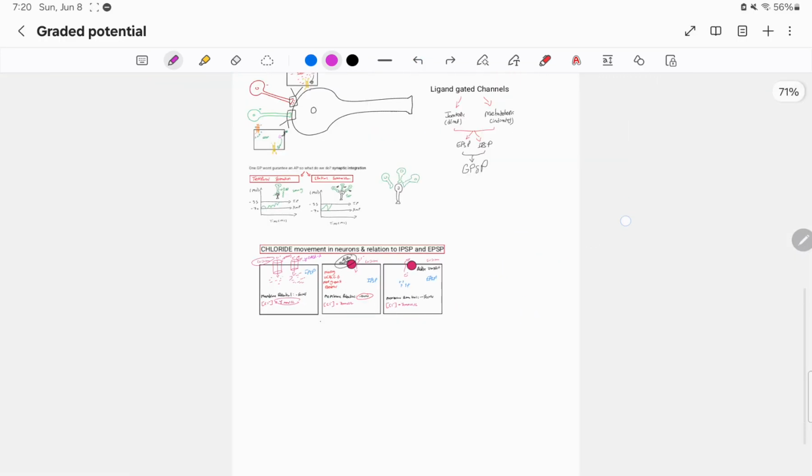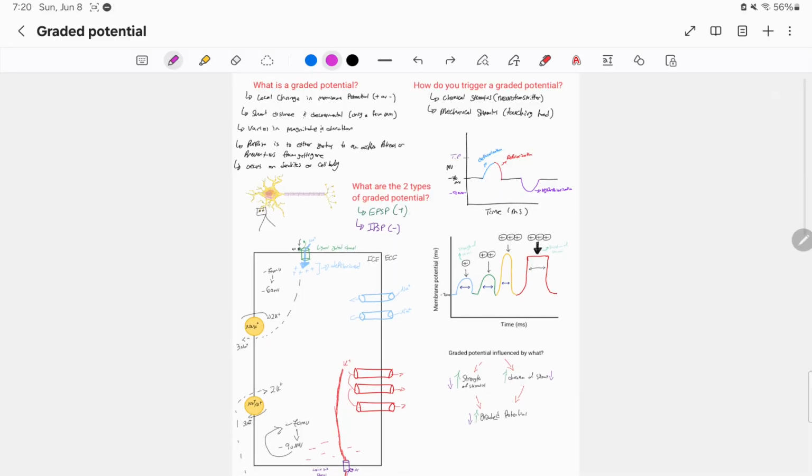Guys, we covered a lot of concepts today regarding graded potentials. But this will prepare you very nicely for our discussion on the next video on action potentials.